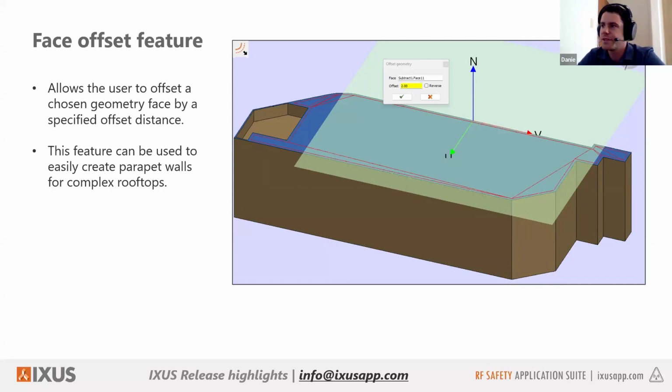But now with this feature, it makes it a lot easier, as you can simply select the feature, select the face, and then set the offset that you desire. That will then offset to the inside or to the outside by the distance that is specified. That can then easily be used to create a parapet wall by just sweeping that new face that is created, and then removing the intersecting section.